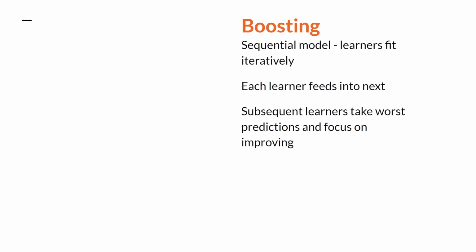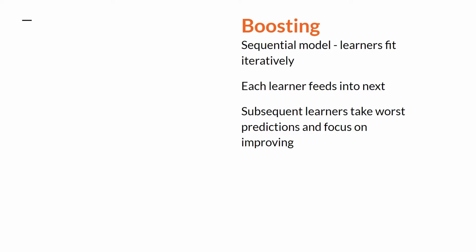So the next model we're going to discuss is boosting. Boosting is a sequential model where the learners are fit iteratively. This is unlike bagging, where the learners operate independently and in parallel. By operating in parallel, that just means they're all running at the same time. This is not true with boosting. In boosting, each learner feeds into the next, and subsequent learners take the worst predictions and focus on improving.